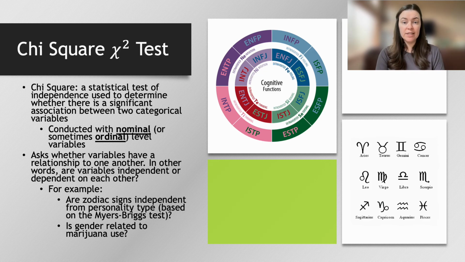You'll notice that in both this example and the next one, which is gender related to marijuana use, we are using nominal level variables. Zodiac signs is nominal, right? It's just corresponding to what your birth date is. Personality type is the same way. It's not measured on any sort of ranked order or has any sort of interval or numerical value attached to it. Same with gender and marijuana use. Gender is a male-female binary, where marijuana use is a yes-no. Are you using it or aren't you using it? And again, we can use chi-squared to measure whether these variables have any relationship to one another.